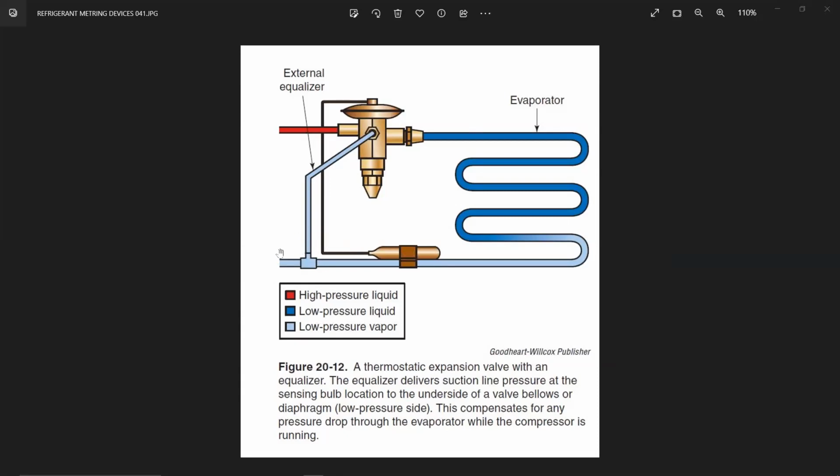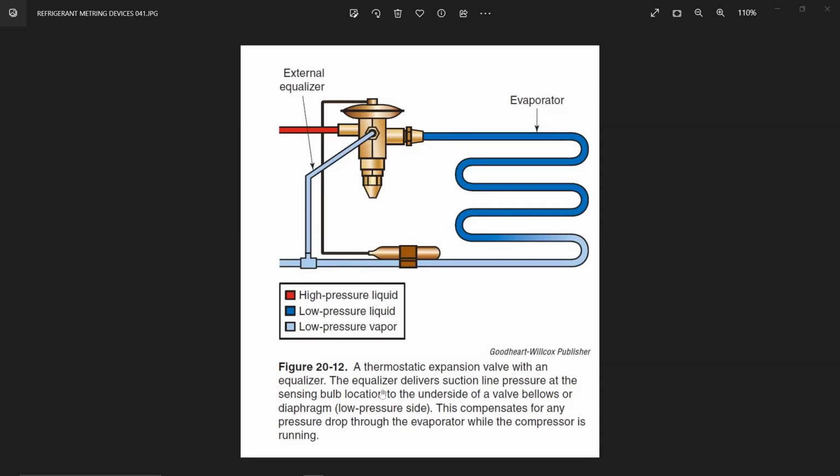What is the ideal measurement for this? But the idea is that it is ahead of the sensing coil. Okay, that is the idea. And this is your external equalization connection. So, with the equalizer connected, it diverts the suction line pressure at the sensing bulb location. It means the pressure of the suction line, the return line, comes directly here rather than the pressure coming at the inlet.